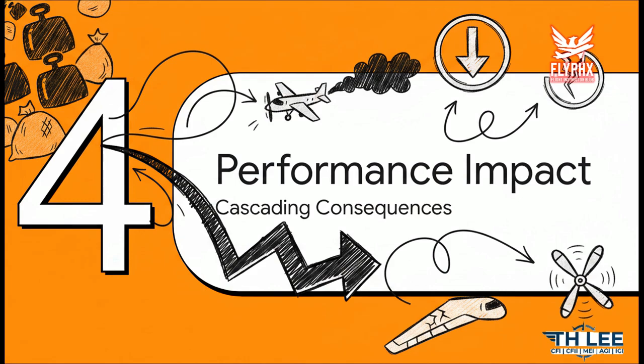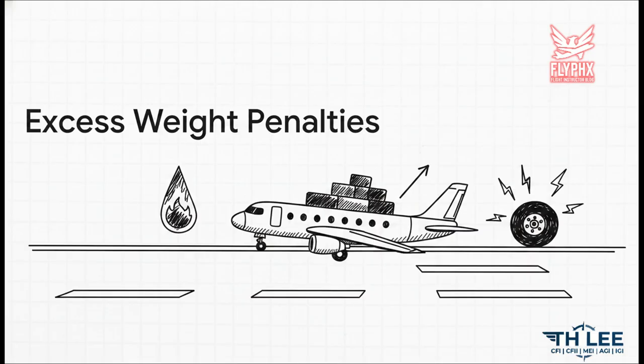Section 4. Weight's impact on performance. Let's look at the cascading consequences of getting this wrong. So, what actually happens when we push those weight limits? It isn't just a number on a piece of paper. It triggers a really dangerous chain reaction.